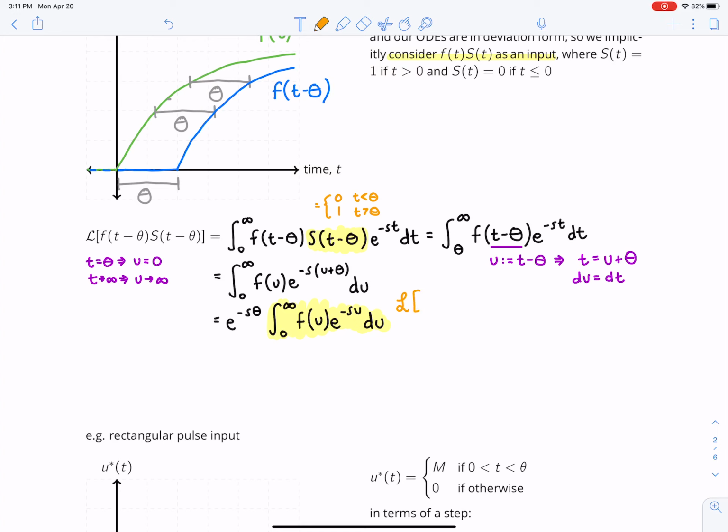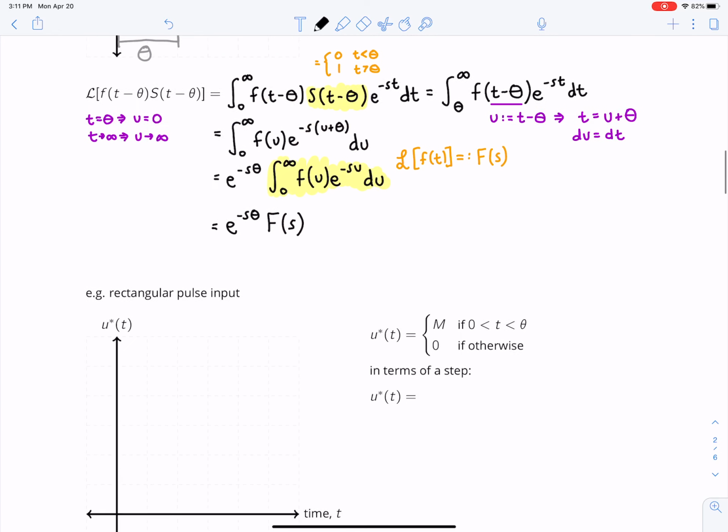That's the Laplace transform of f of t, right? Doesn't matter if we use t or u, okay? And we'll define that to be capital F of s. And so what we've just shown is that if you take the Laplace transform of a function shifted to the right, where there's a time delay, then it's e to the minus s times the time delay times the Laplace transform of that function if you pretended it didn't have a time delay, okay? So this is a nice formula for deriving the Laplace transform of functions with time delays.